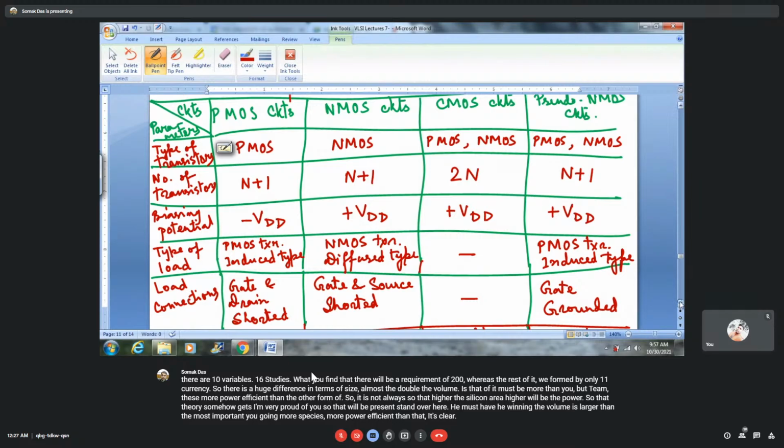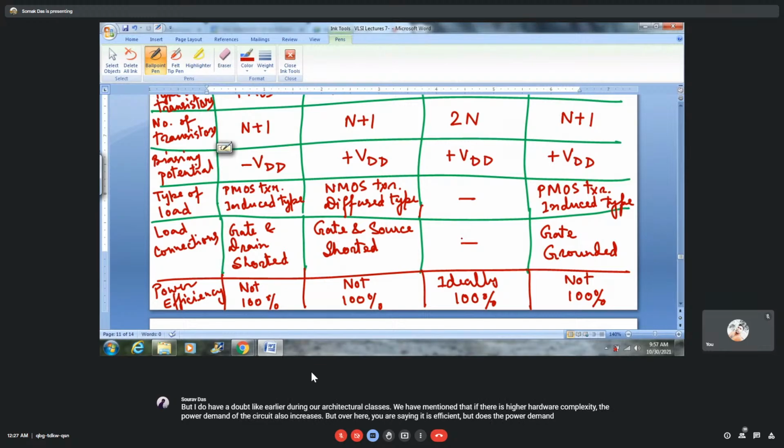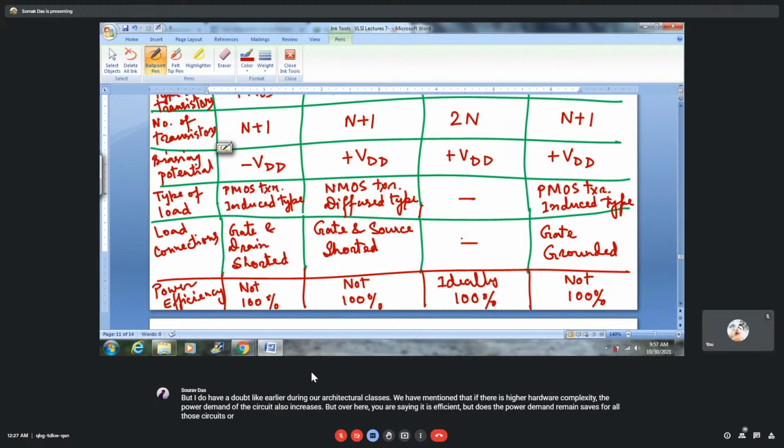Sir, it is clear, but I do have a doubt. Earlier during our architectural classes, we mentioned that if there is higher hardware complexity, the power demand of the circuit also increases. But over here, you are saying it is efficient. Does the power demand remain the same for all those circuits, or is it higher in CMOS?